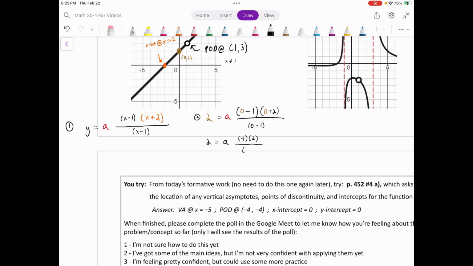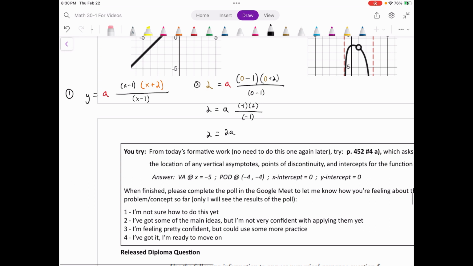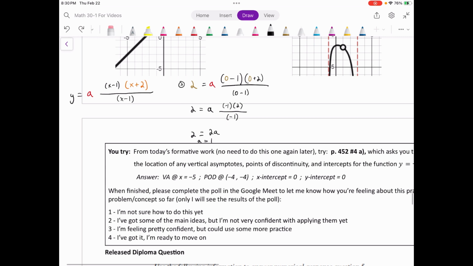Over 0 minus 1 is -1. So 2 is equal to 2a. Divide both sides by 2, and a just must equal 1. By the way, we could have canceled this out at the beginning if we wanted. 0 minus 1 over 0 minus 1 is just 1, but I'm leaving it in there on this one.